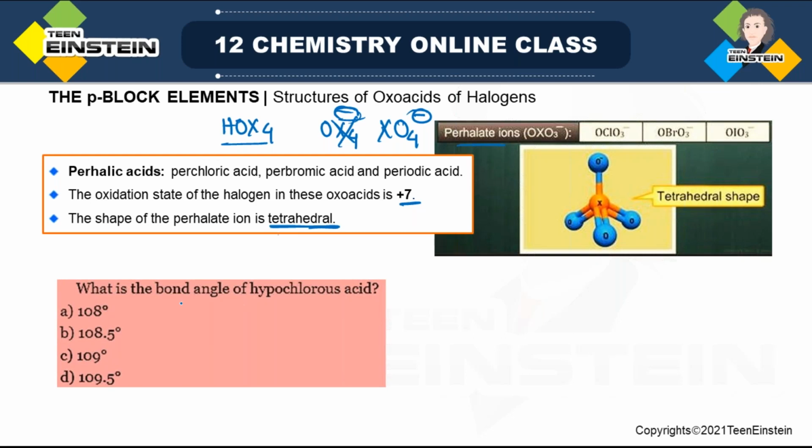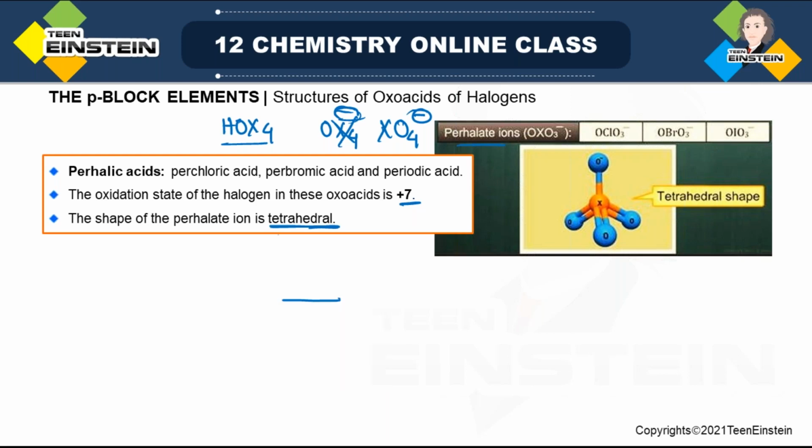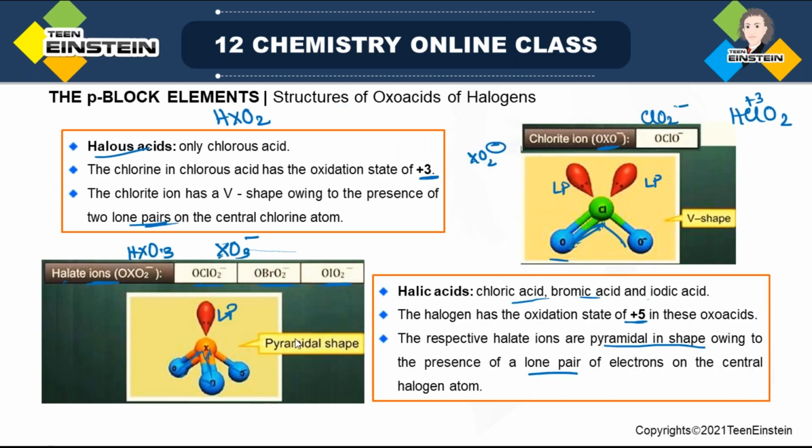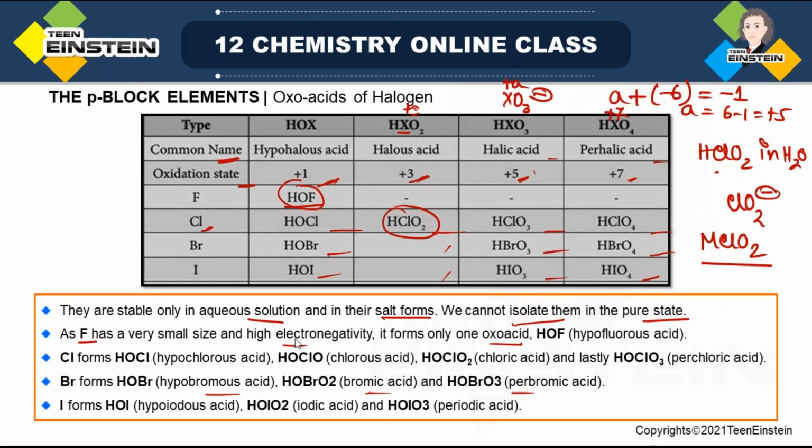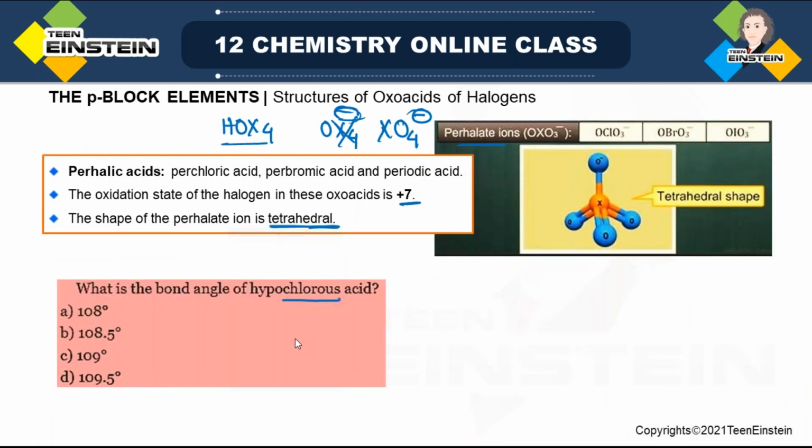So now we'll see this problem. What is the bond angle of hypochlorous acid? Hypochlorous, that means it is the first type. Remember, just look at this table. HOX, the first type, is hypohalous acid, but when it is chlorine, it is called hypochlorous acid. So the formula is HOCl. Now for HOCl, it is asking the bond angle.